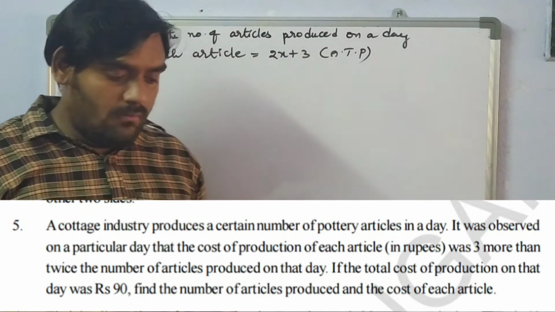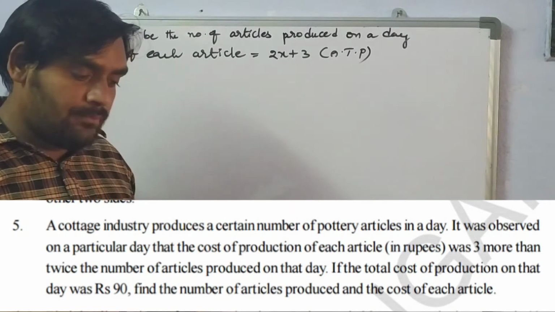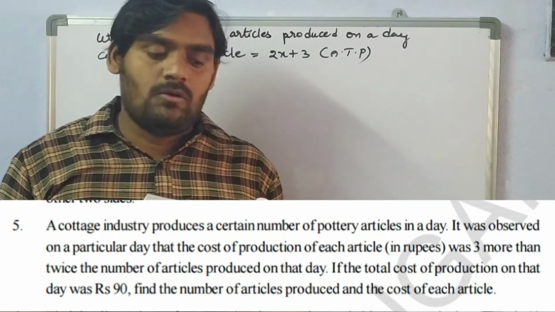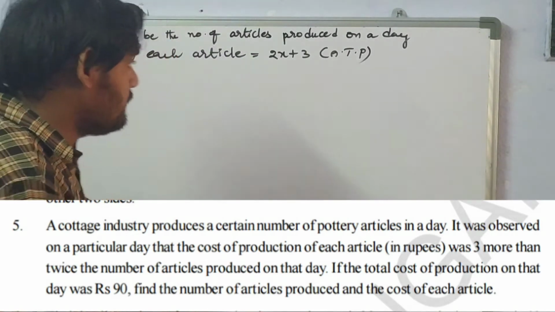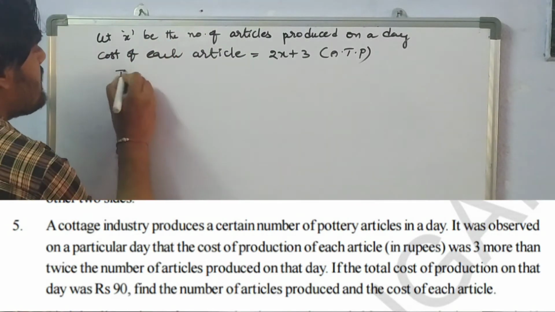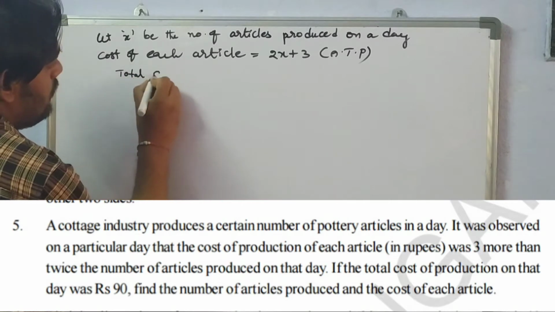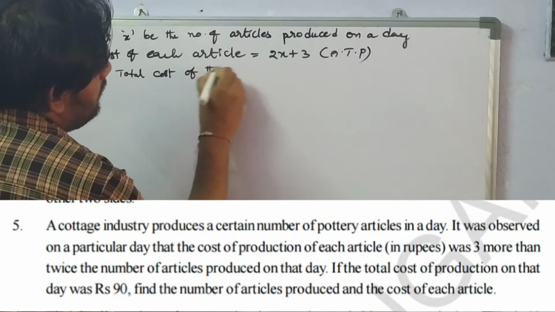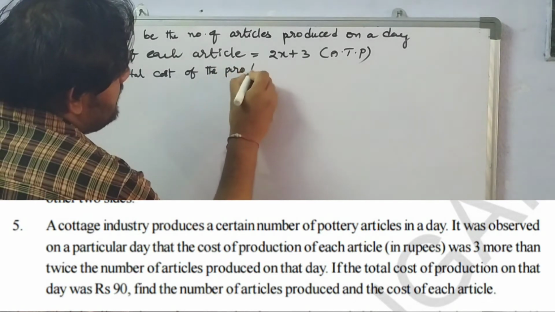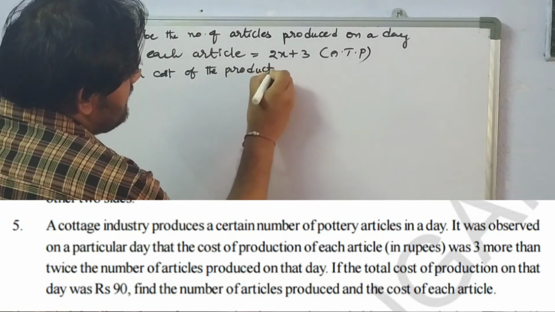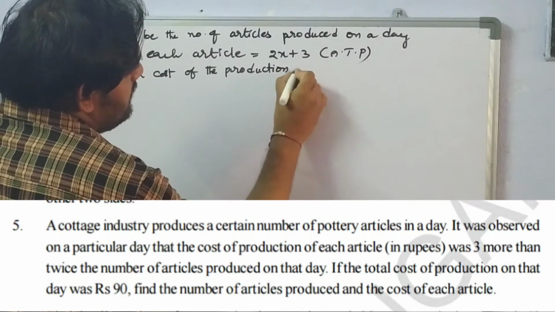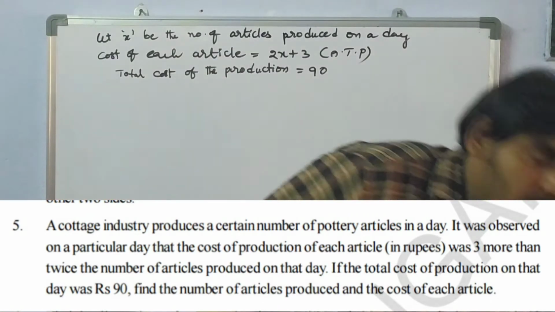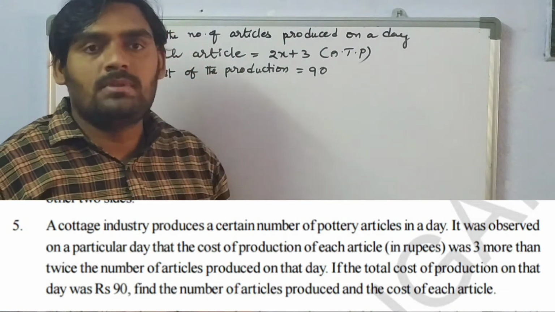After that, what have they given? The condition: if the total cost of production on the day was rupees 90. So here, the total cost of the production is equal to 90 rupees. Total cost of the production means here in this problem 90.